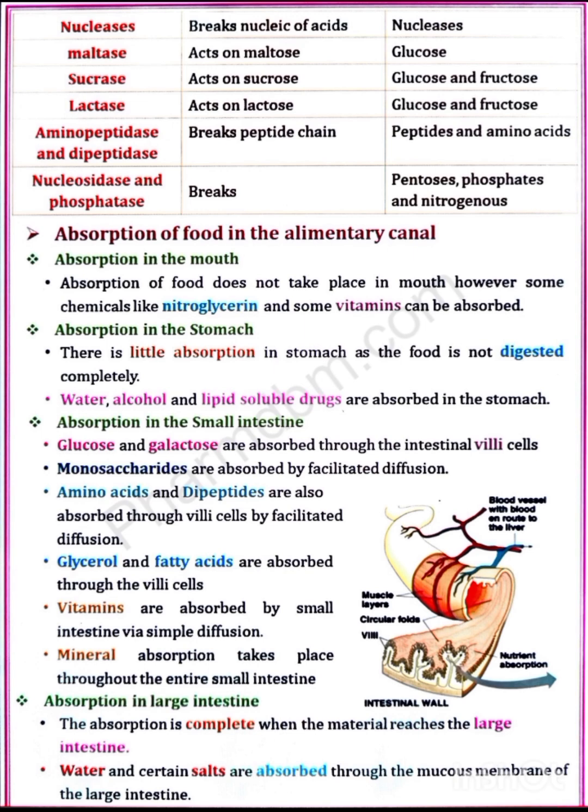Absorption in the small intestine involves glucose and galactose, which are absorbed through the intestinal villi cells. Monosaccharides are absorbed by facilitated diffusion. Amino acids and dipeptides are also absorbed through the villi cells by facilitated diffusion. Glycerol and fatty acids are absorbed through the villi cells. Vitamins are absorbed by the small intestine via simple diffusion.